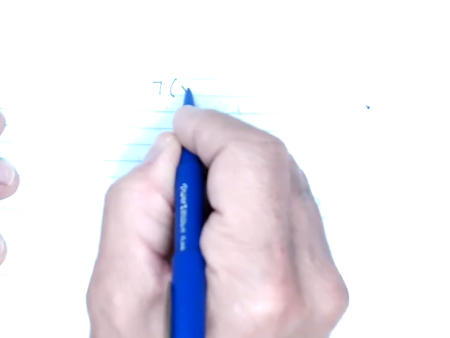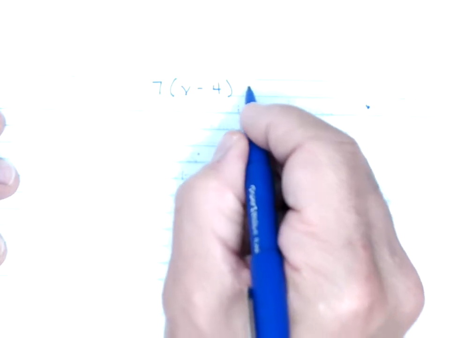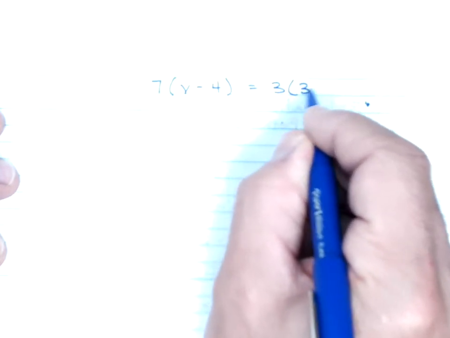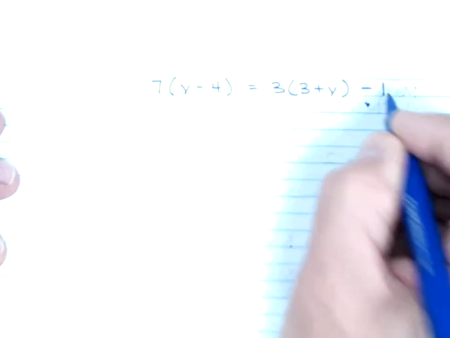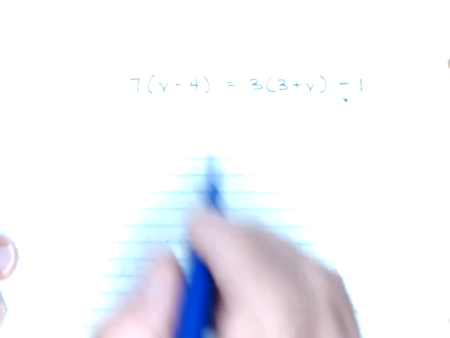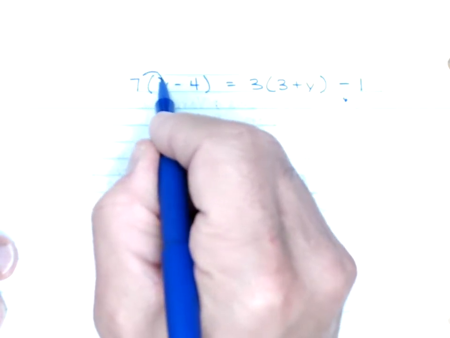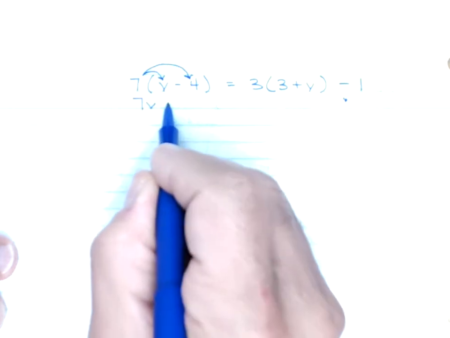Last one. 7 times the quantity v minus 4 is equal to 3 times the quantity 3 plus v minus 1. So we're going to obviously distribute. That's just sort of jumping out. So this is going to be 7 times v, 7v. 7 times negative 4, negative 28.